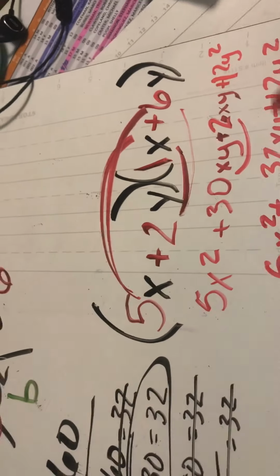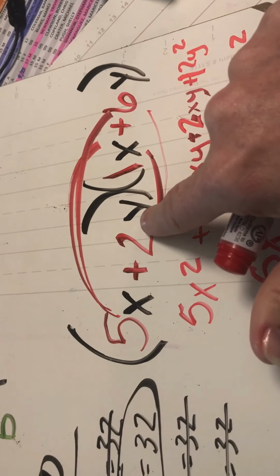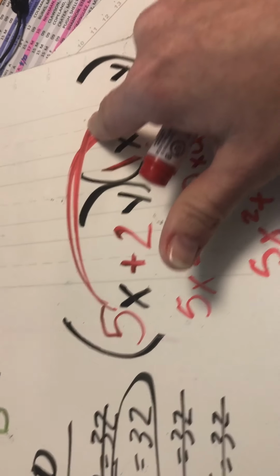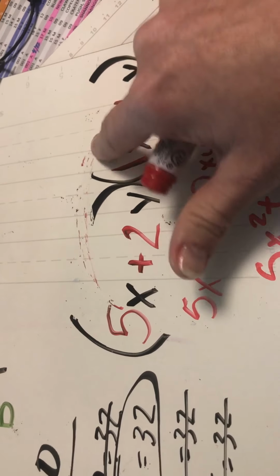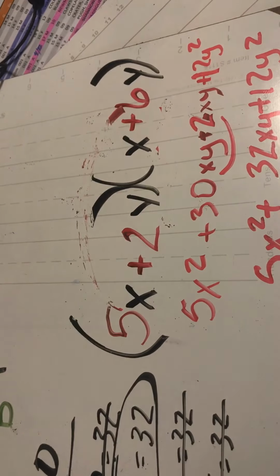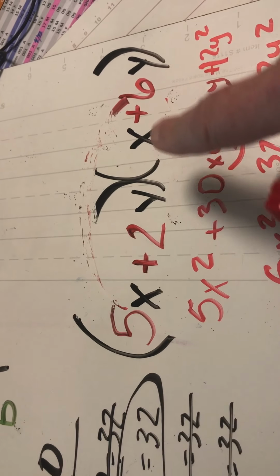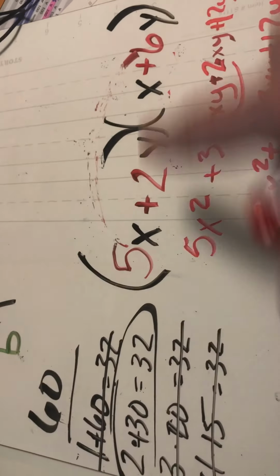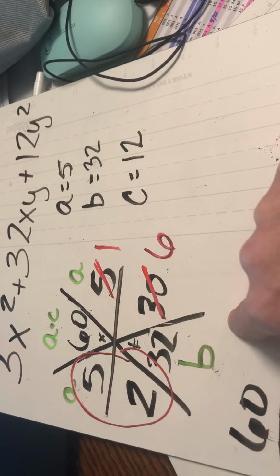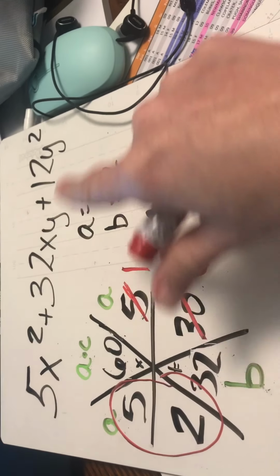So this is what I started with. That's what I was trying to factor. So these two factors work. So this is my answer. Now you don't need the 1. So 5x plus 2y times x plus 6y is my answer. So that would be your solution. So use this method. It really is easier when you have an ugly mess like that.